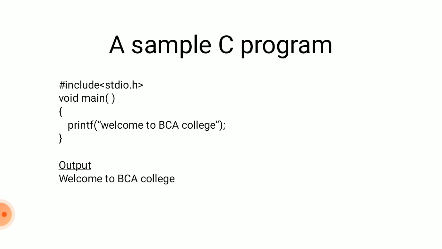The second line is the main function of the program, and the body of the C program contains only one line, that is welcome to BCA College. When this statement is taken for execution, main calls the printf function, which is included in stdio.h, and then printf prints welcome to BCA College on the computer screen.